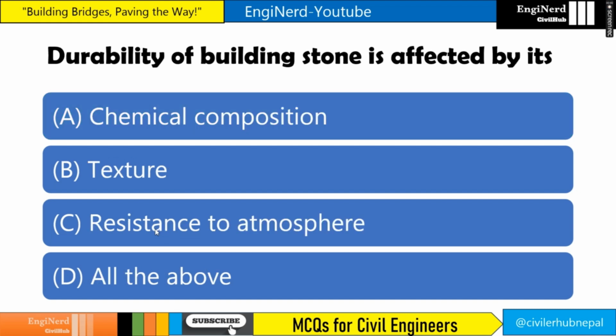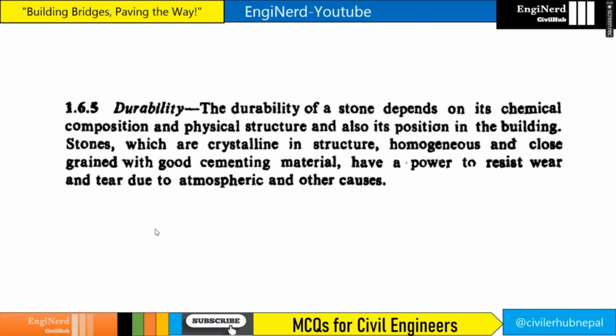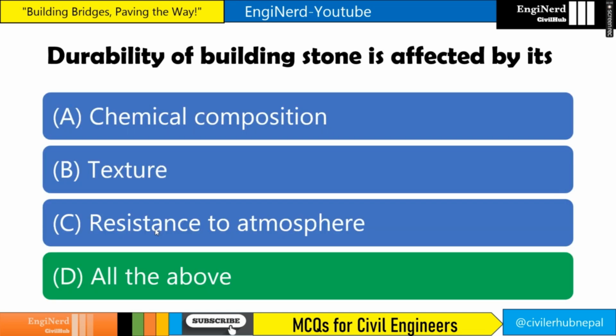Durability of building stone is affected by its chemical composition, texture, resistance to atmosphere. The answer is all of the above, right? So the durability of stone depends on its chemical composition, physical structure and its position in the building, right? So answer is all of the above.